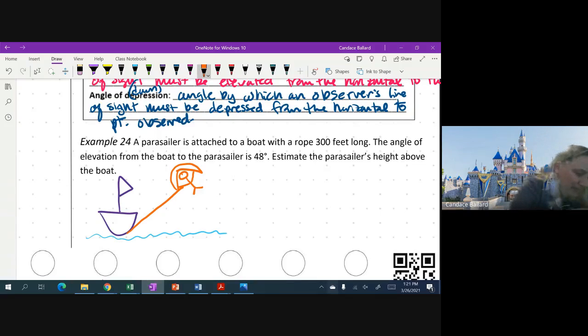Okay. Then it says, let's see. The parasail is attached to a boat with a rope 300 feet long. So I'm going to label that 300. The angle of elevation from the boat to the parasailer, the angle up, is 48 degrees. Estimate the parasailer's height above the boat. Do you see the triangle being formed there?